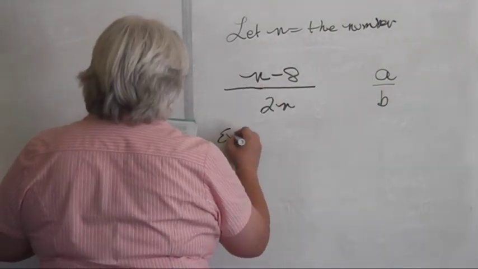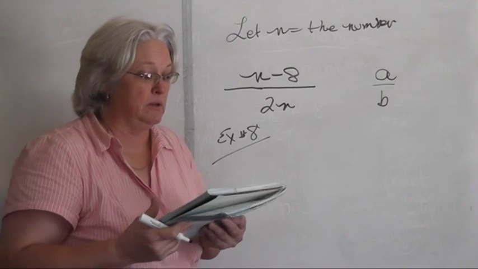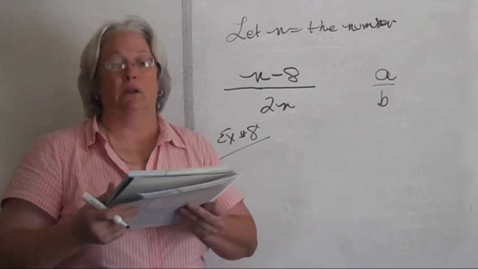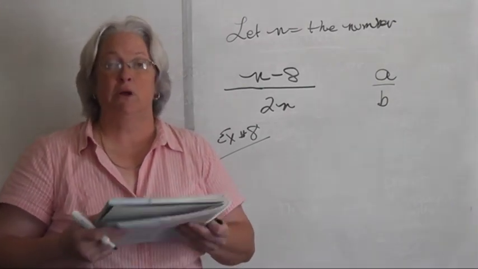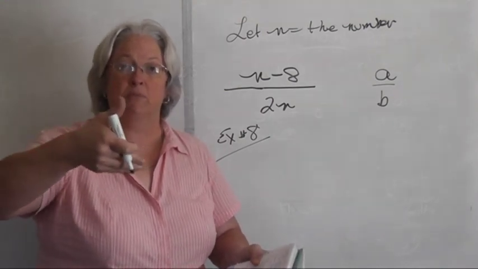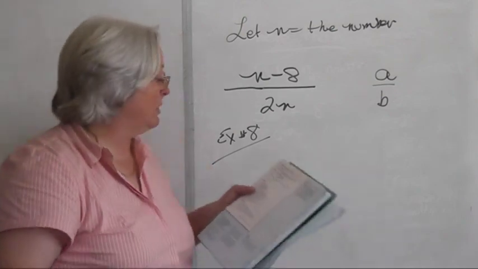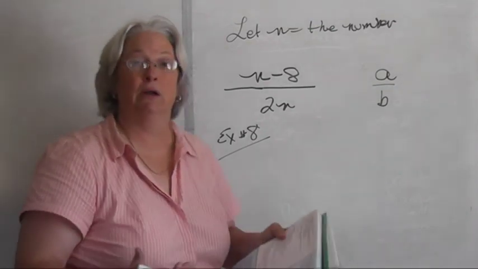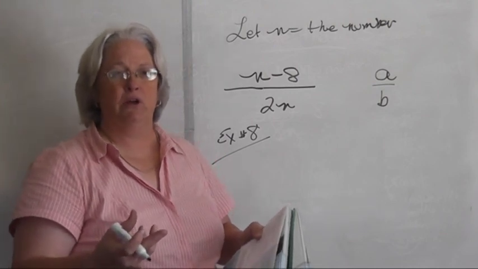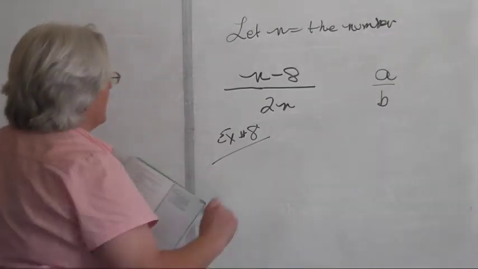One last one. This is example number 8. The opposite of the reciprocal of the square of a number. Let S be the number. So what is the reciprocal of a number? It's that number written in fraction form turned upside down. Because a number multiplied by its reciprocal is always equal to 1. Now what is the square of a number? Well, the square of a number indicates to us that you are using that number as a factor twice. And you indicate it by using an exponent.